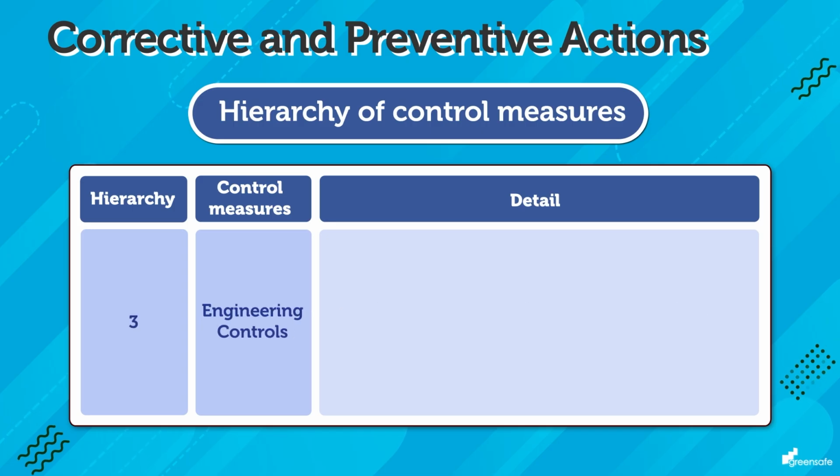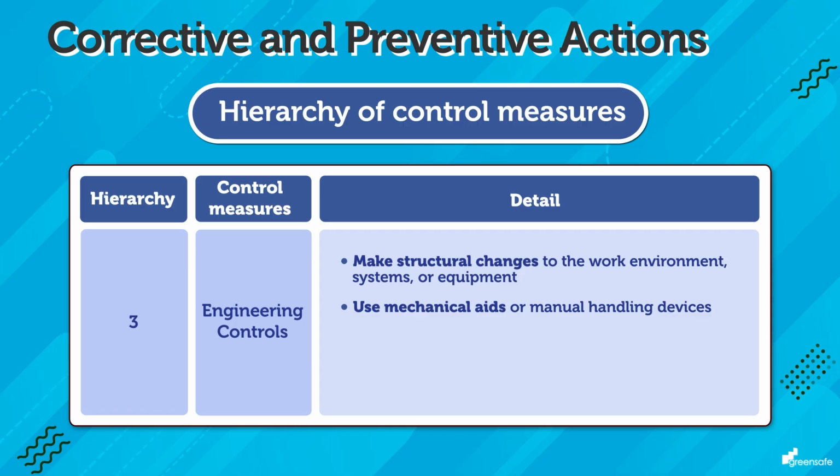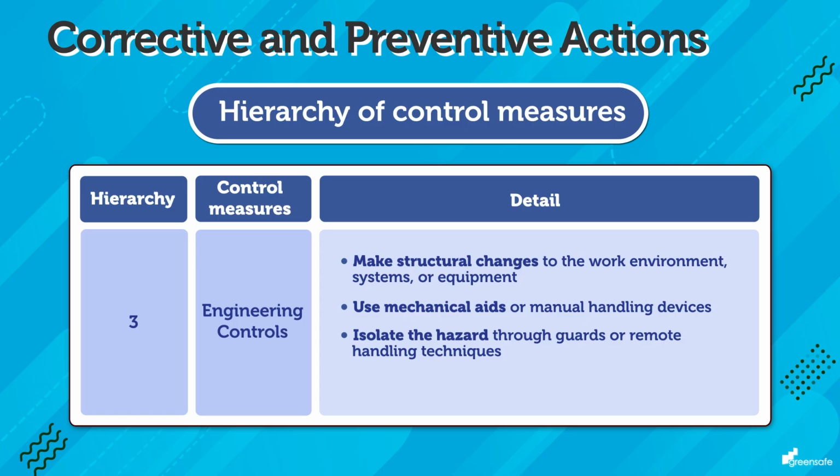The third option is engineering controls. In this option, there are a number of things you can do to control the situation. Firstly, make structural changes to the work environment, systems, tools, and equipment to make them safer. Then, use mechanical aids or manual handling devices. Also, enclose or isolate the hazard through the use of guards or remote handling techniques. If possible, provide local or general exhaust ventilation.